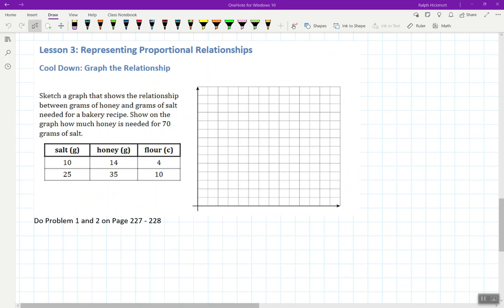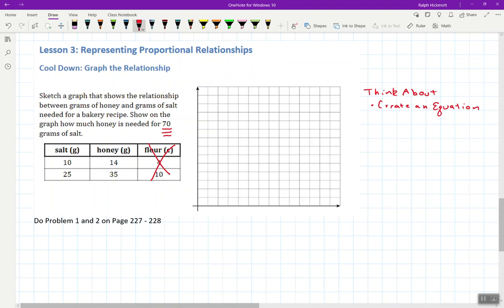So you're going to have to graph this. But notice they gave you a point already. They gave you 70. So there's a couple things that you're going to have to think about as you walk through this cool down. Okay, so I'm going to add this to the side. So one of the things is create an equation. So you have points here. And you actually have extra information. It says grams of honey and grams of salt. Okay, so we don't need the flour information.